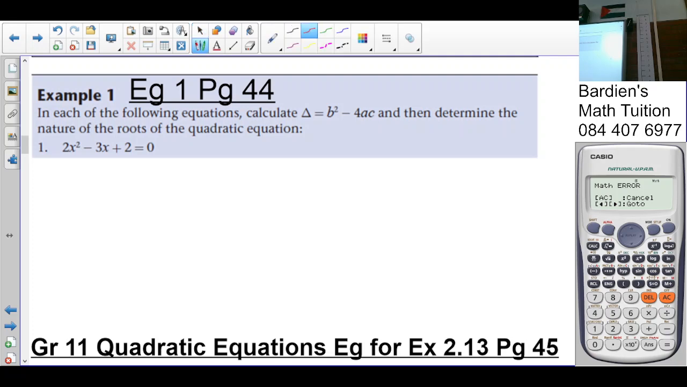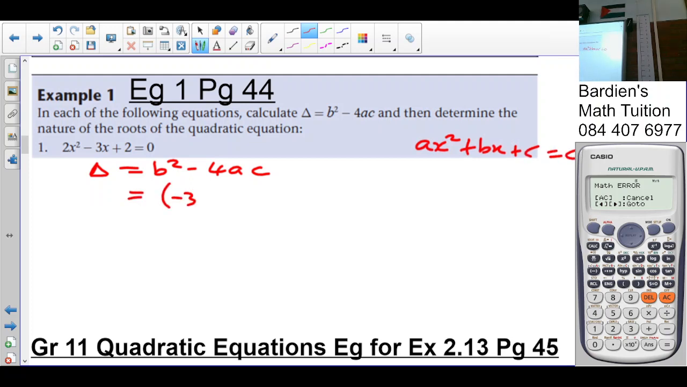Remember, we're not going to solve the equation. We're only going to work out the value of the expression delta. So delta is equal to b squared minus 4ac. To extract your a, b, and c from the equation, it must be in the form ax squared plus bx plus c, which is also known as standard form.